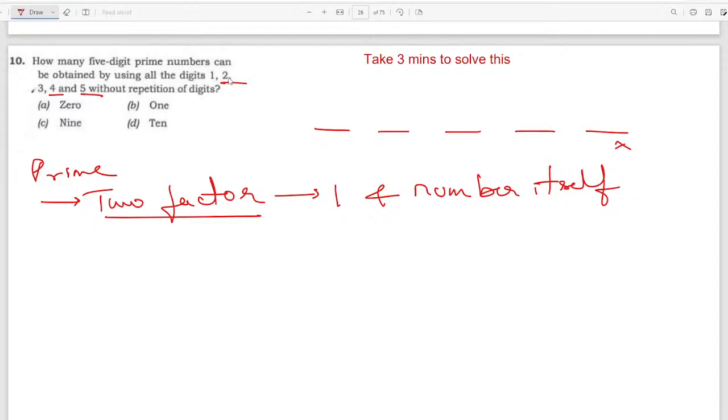If 2 is there, it's an even number, so it cannot be a prime. There is only one even prime, that is the single digit 2. This is the only prime number which is even.